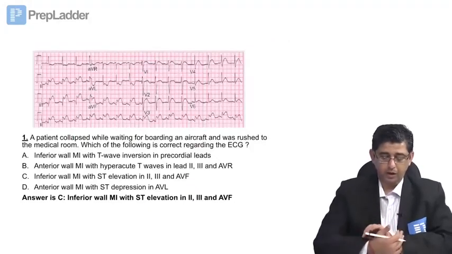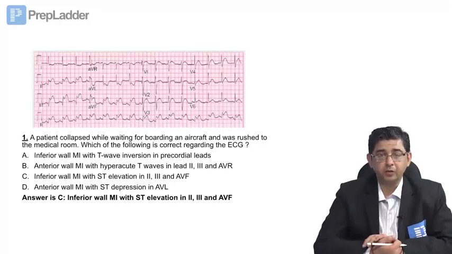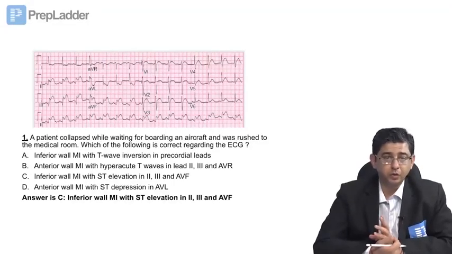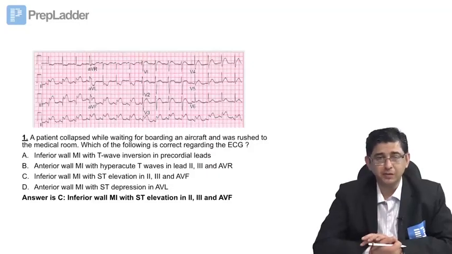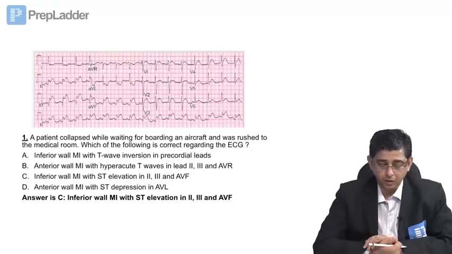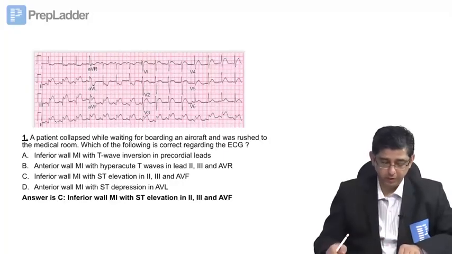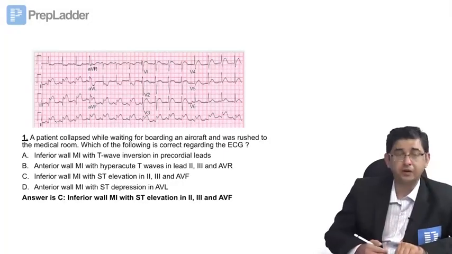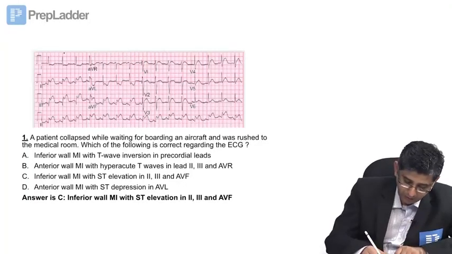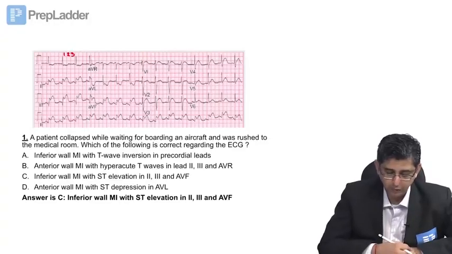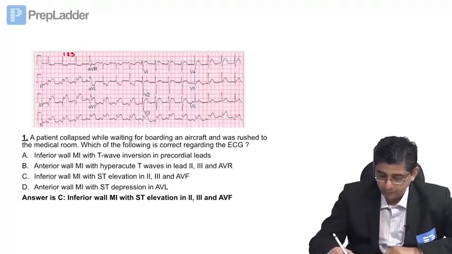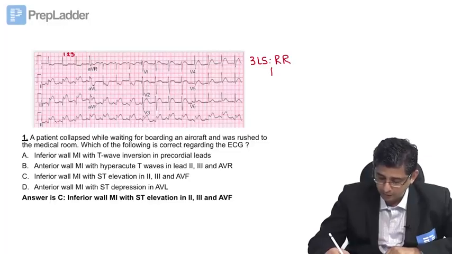Moving to the next image. A patient collapsed while waiting for boarding an aircraft and was rushed to the medical room. Let me say you are the doctor on duty at the airport and this guy has collapsed and you took out a quick ECG. If you look at the ECG of the patient, you will first notice the heart rate: the number of large squares between two R waves is about 3. Mathematically speaking, if 3 large squares separate the R waves, then the heart rate of the patient would be something close to 100 per minute.